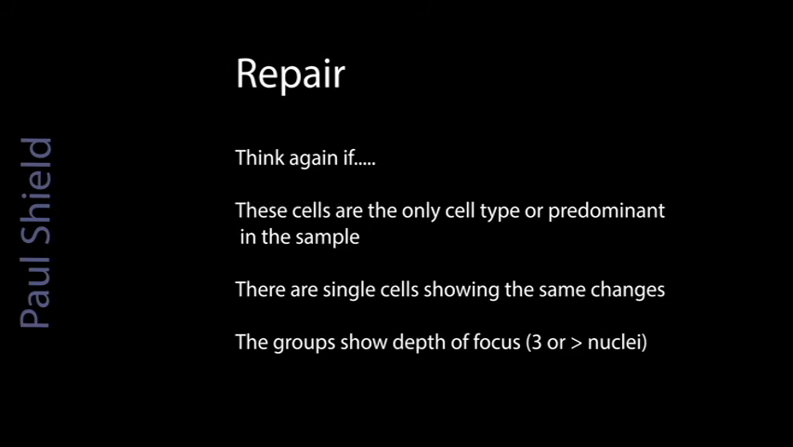And because the major differential with repair is actually malignancy, then you have to be careful, and particularly careful if the reparative, regenerative cells that are present are the only or the major cell type that are present. That is a worrying sign. If there are single cells that show the same features, then you must be careful as well, because repair is, generally speaking, very cohesive. And finally, if any of the groups show complexity in terms of depth of focus, say more than 3 nuclei deep, then you need to think again and entertain the idea that this could be a malignancy that you're dealing with.